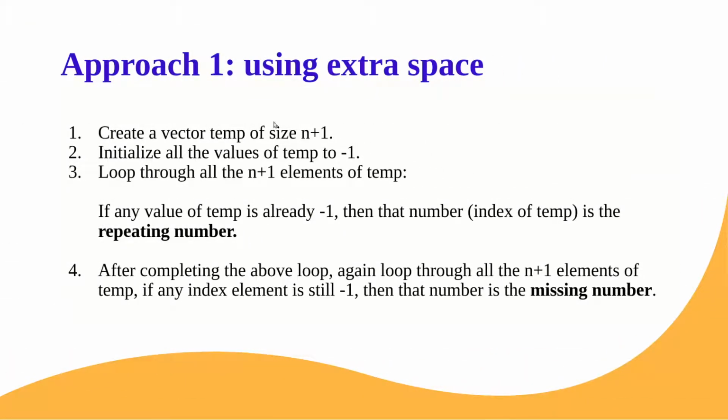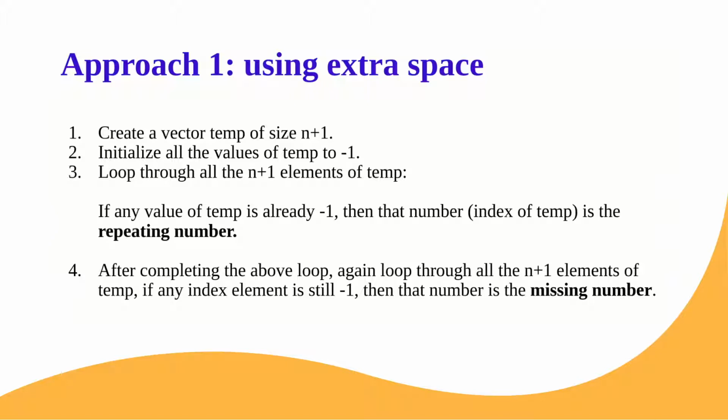The approach is you need to create a vector temp of size n plus 1. Why n plus 1 size? Because, as told earlier, the array elements are from 1 to n, and in order to store them as indices, I'll explain as we move forward. We are creating a vector temp in which each index would be that particular element. If we need to move till index n, what should be the size of the array? It should be n plus 1, as the indices are from 0 to n minus 1. Then initialize all the values of temp to minus 1.